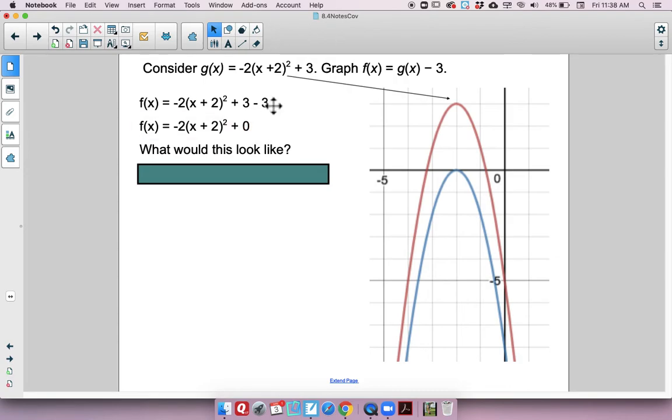Notice that when I put the minus 3 on there, this becomes a 0. So we end up getting k is 0. So we have a vertex that's going to be right on our x-axis. So we would just say that it's a vertical translation down 3 units.